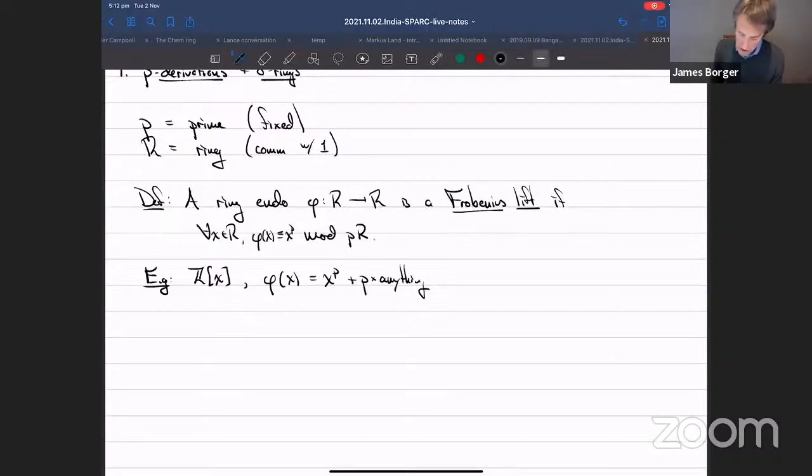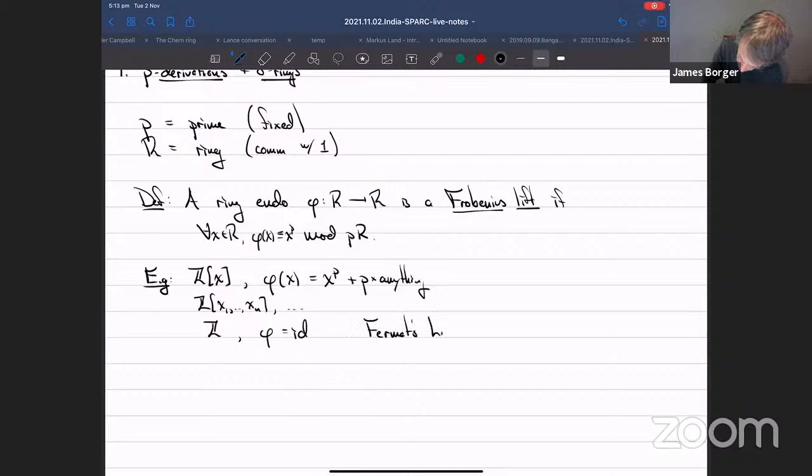In fact, you can also do this with polynomials in any number of variables, even infinitely many if you like. In particular, you can do it with polynomials in zero variables. And then phi has to be the identity. The integers have only the identity endomorphism. But it is still a Frobenius lift because, if you like, it's Fermat's little theorem. That's one way of thinking about it.